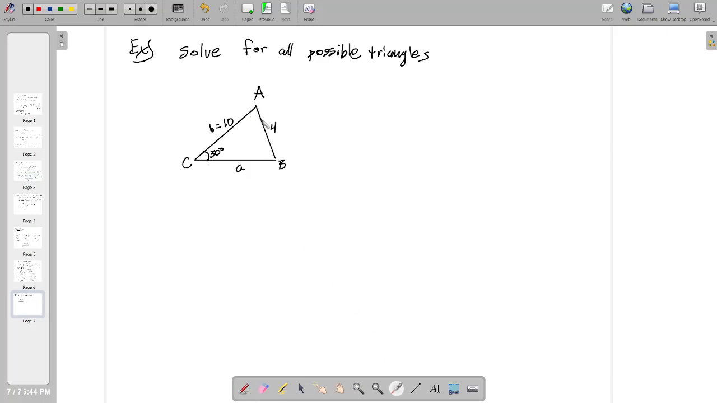Because we don't know 2 angles, we only know 1 angle, we can't solve for a third angle, so this falls to case 2. So we're going to use law of sines in order to figure out angle B. So we get sine of B divided by 10 is equal to sine of 30 divided by 4. Multiply the 10 over. Sine of B is equal to 10 divided by 4 times sine of 30. So we have 5 over 2 times sine of 30.